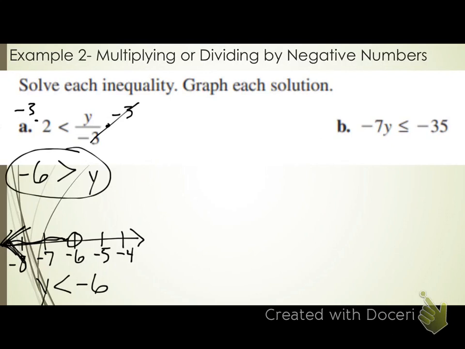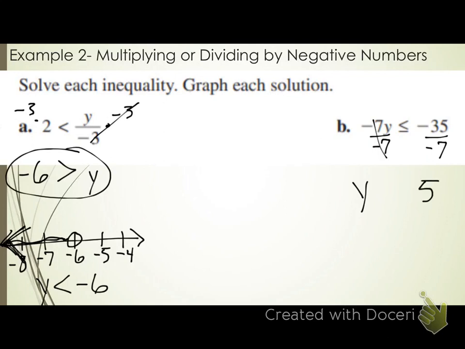Okay, letter B. Negative 7y is less than or equal to negative 35. Raise your hand if you can help me out here solving this inequality. Divide by negative 7. Very good. Y is being multiplied by negative 7, so using the inverse operation of division, I divide both sides by negative 7. What's negative 35 divided by negative 7?